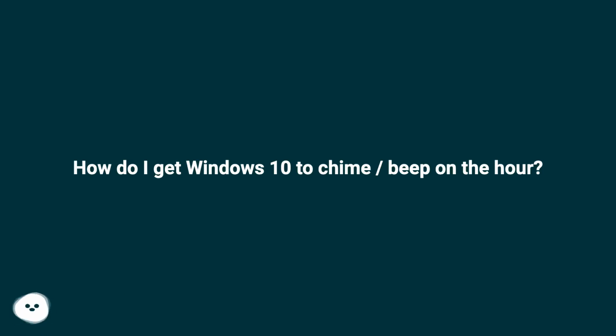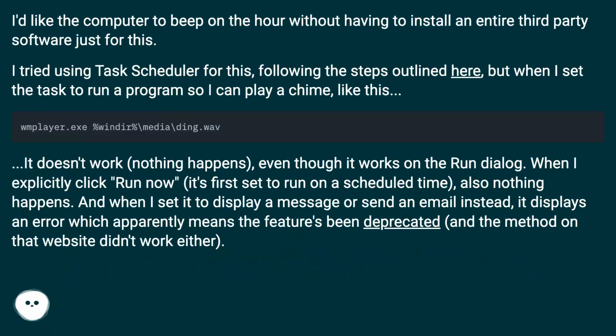How do I get Windows 10 to chime or beep on the hour? I'd like the computer to beep on the hour without having to install an entire third-party software just for this.